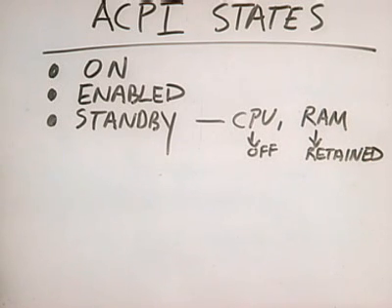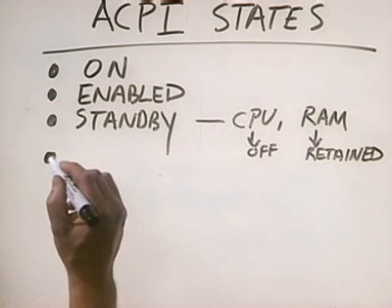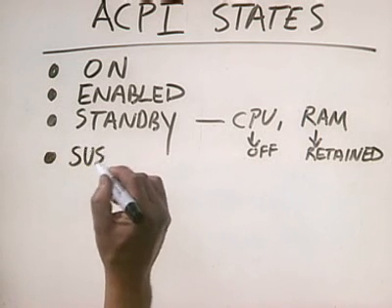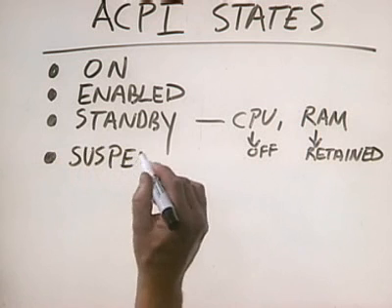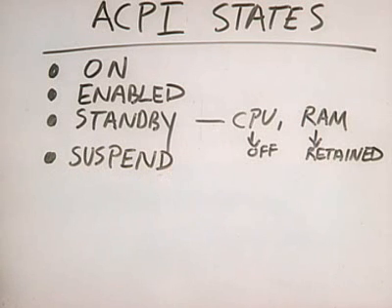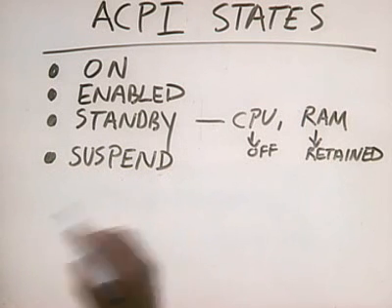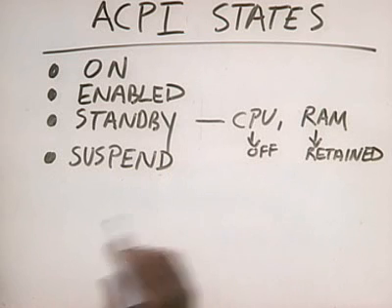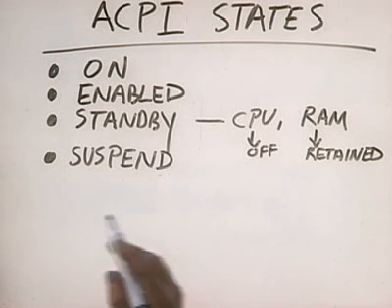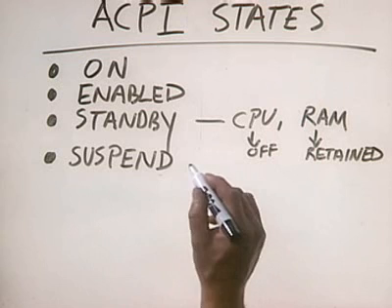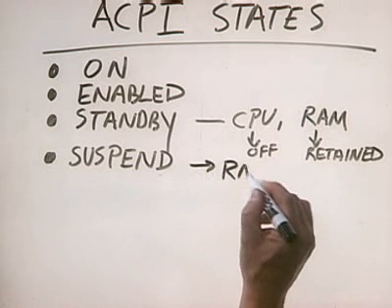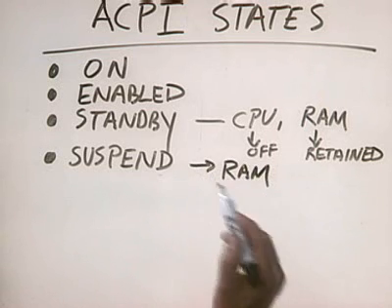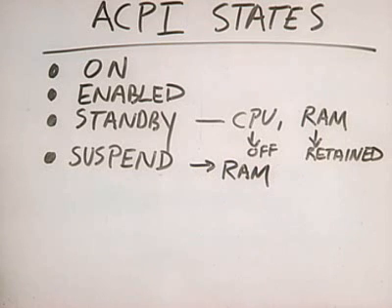ACPI also defines another state that's similar to standby. It's called suspend. In suspend mode, everything in the PC is shut down. Hard disk, monitors, CPU, everything is shut down except for RAM. The only device on the motherboard that still has power is RAM, so the contents are retained. Everything else gets shut off.